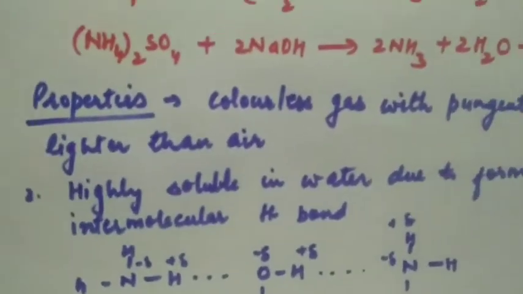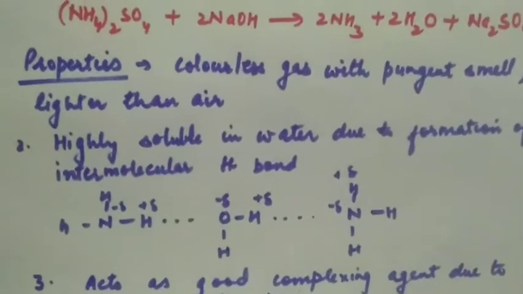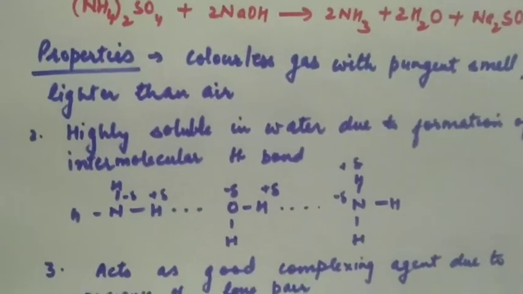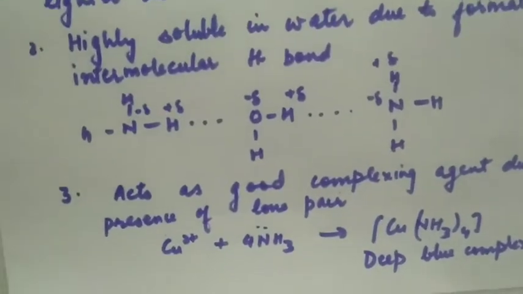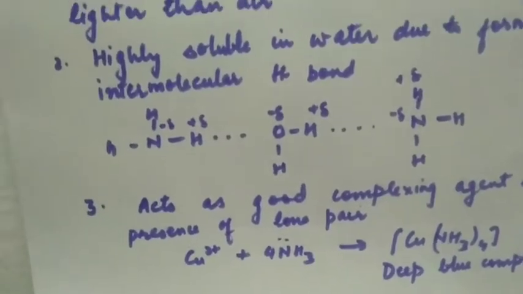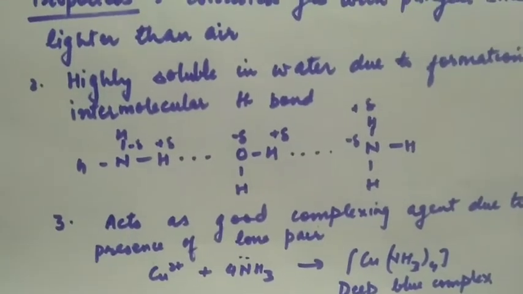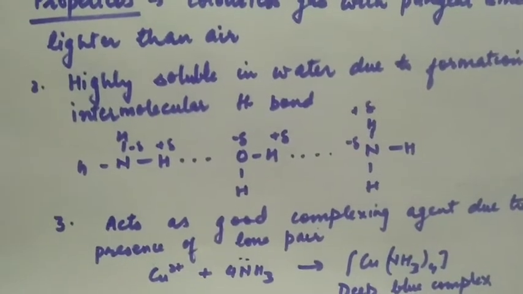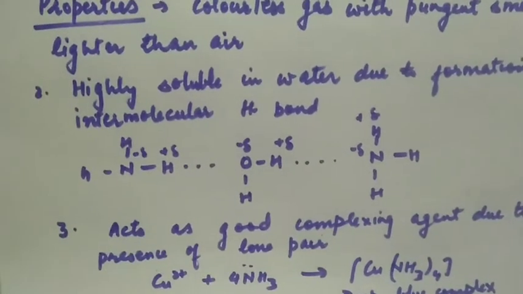Properties of ammonia. It's a colorless gas with pungent smell. It is lighter than air. It's highly soluble in water due to formation of intermolecular hydrogen bonds. So you can see from the diagram that positively charged hydrogen of N-H bonds forms a hydrogen bond with partially negatively charged oxygen of water molecule.